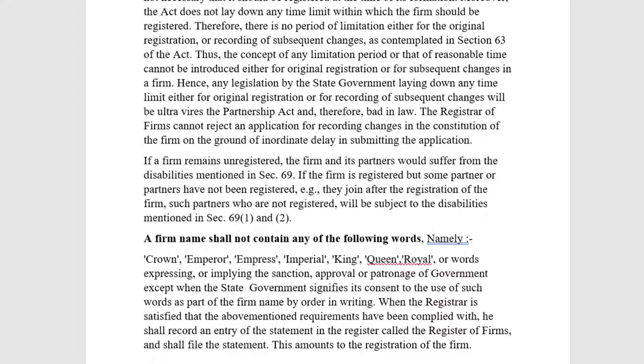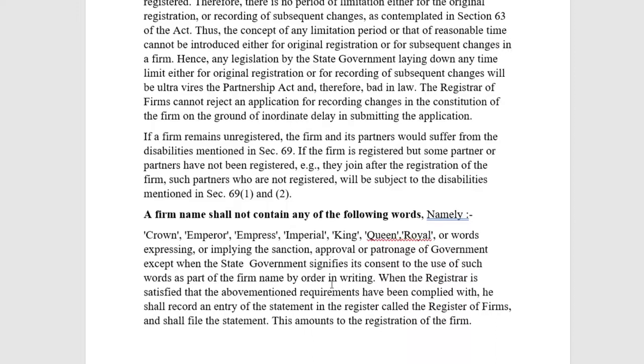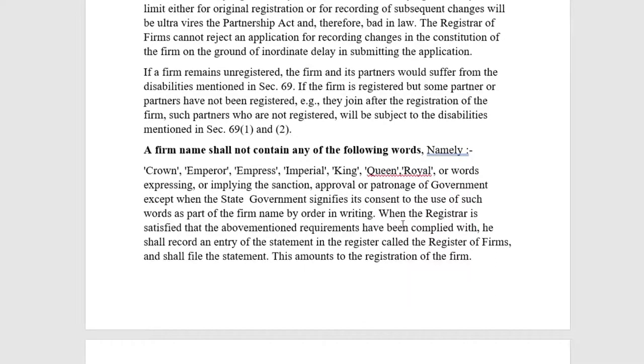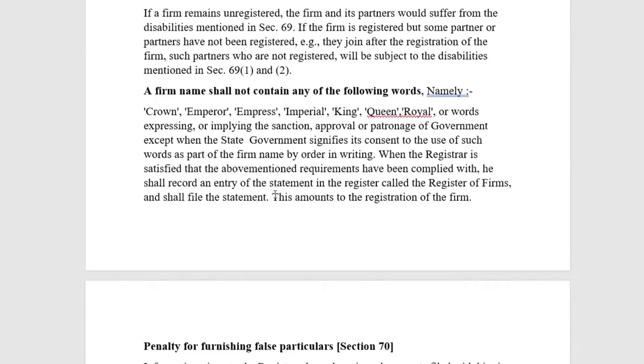And apart from this, certain names should not be kept by the partnership firm. For example, crown, emperor, empress, imperial, king, queen, royal, etc. But they can get the sanction, the consent, from the state government. Then they can bear this sort of name. But if they use this sort of names without it, they will be penalized. So this is also one of the aspects we have to keep in mind.